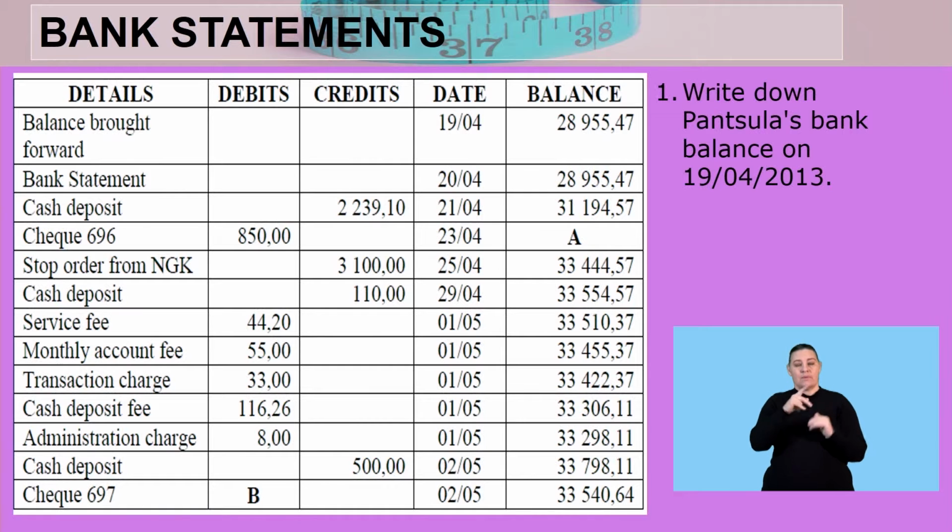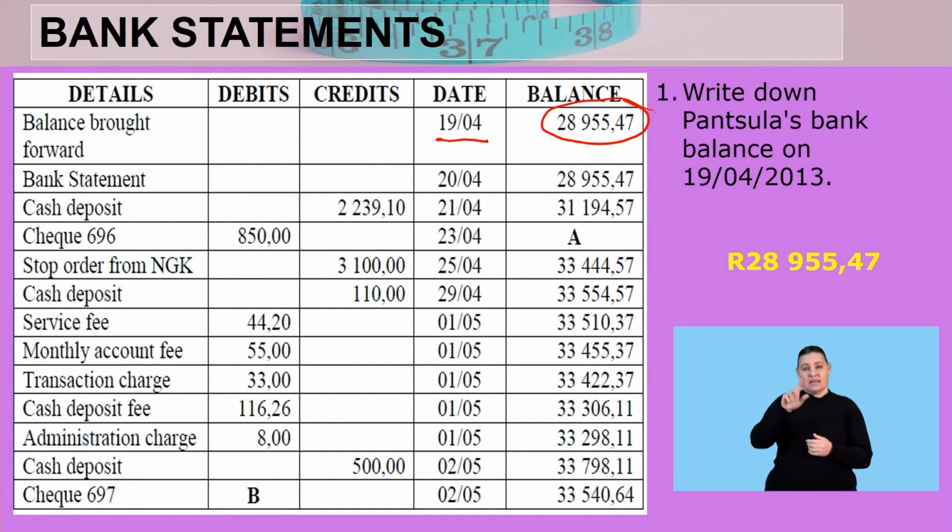Write down Pantsula's bank balance on 19/04/2013. So here's the date, 19th of the 4th, the bank balance, there it is, 28,955 Rand, 47 cents, sorry, there you go. Nice work. Let's move along.